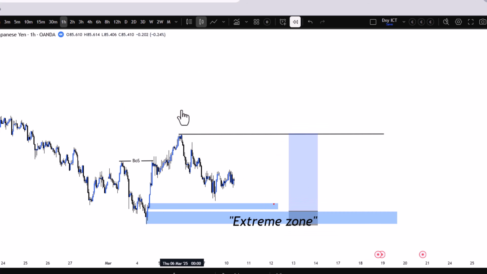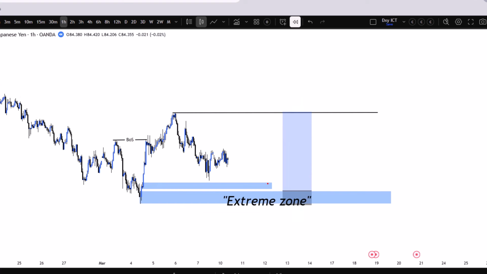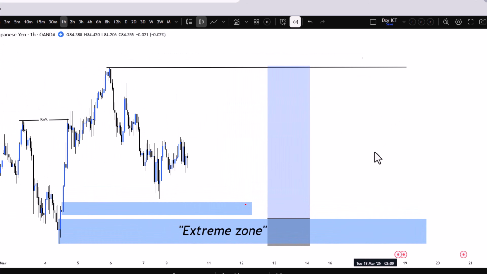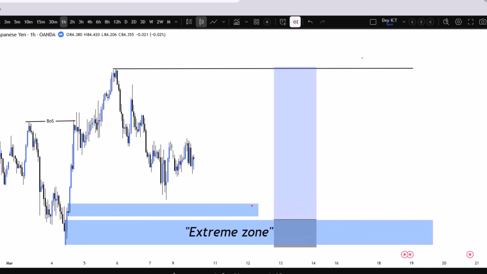So that's how you would pick between two zones. Just go with confirmation entries on any top zones, and then the lower zone, the extreme zone, the furthest from price at the bottom of the leg of price action is where your order can be placed.